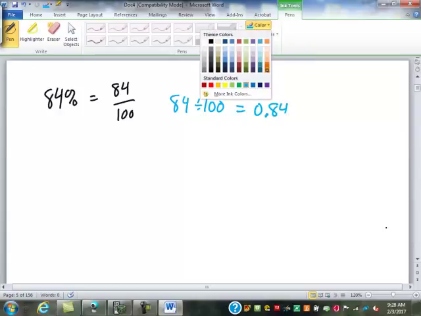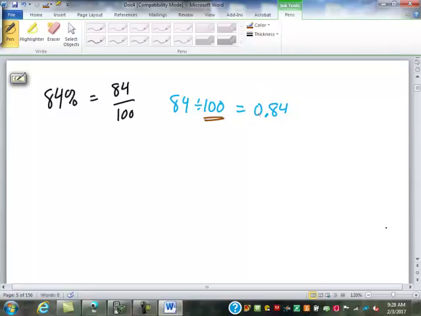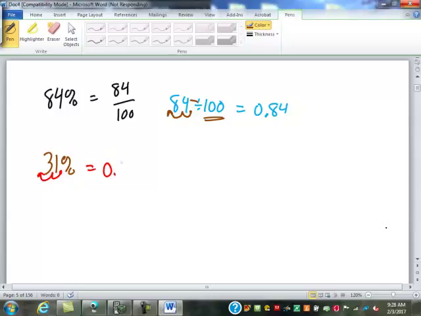So since percent is always out of 100, changing a percent to a decimal is always going to be dividing by 100. And when we divide by 100, the shortcut for doing that calculation is just moving the decimal point 2 spots to the left. So if we had 31%, we could just move that decimal point 2 spots to the left. As a decimal, it becomes 0.31.